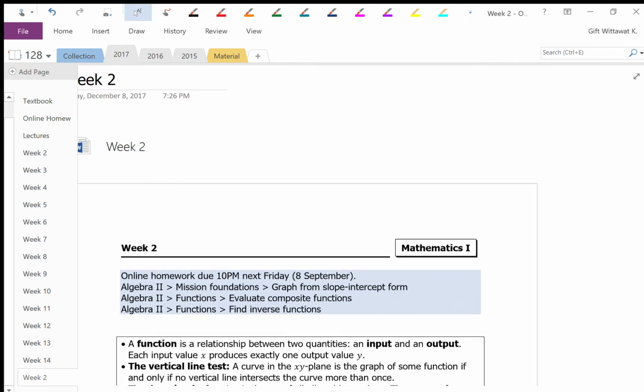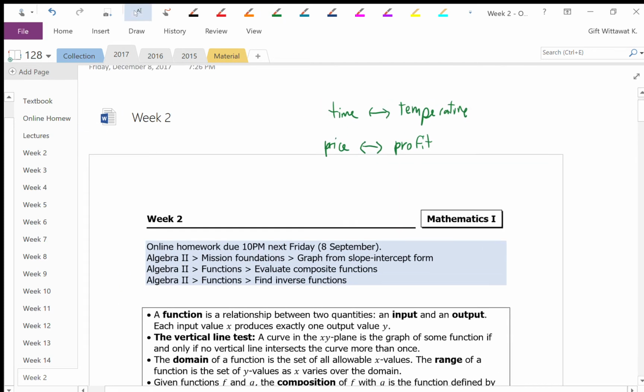Okay. So in mathematics, we often want to understand the relationship between two quantities. Say, when the time of the day changes, then the temperature changes, or when the price of a commodity changes, then the profit from that commodity changes. So if I can sell my stuff at a higher price, then I'll be able to get more profit from that product. So the mathematical way to explain and understand these relationships between two quantities is called a function.